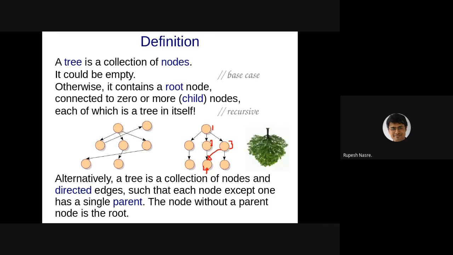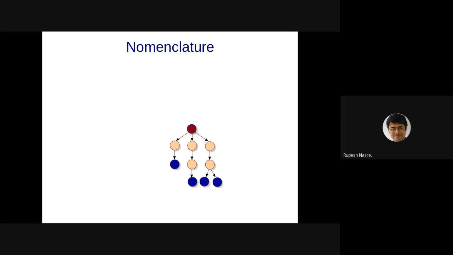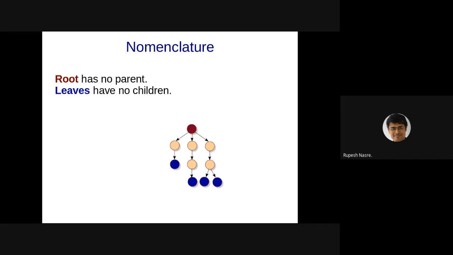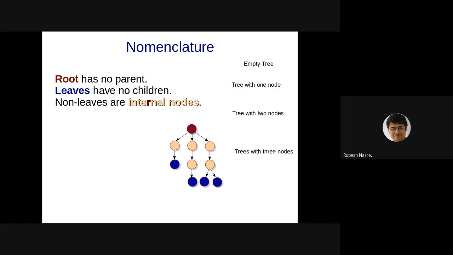Okay, so let's move ahead from here. There is some nomenclature which we need to follow when we are dealing with a tree as a data structure. I'll just mention that because it will become easier for us to talk about it. I'm going to color code the nodes. A root has no parent that we know of. Leaves have no children, which are specified as blue at the bottom of this tree. Non-leaves are internal nodes, including the root node. All of these are called internal nodes, right?